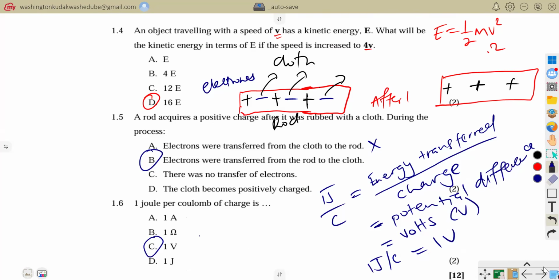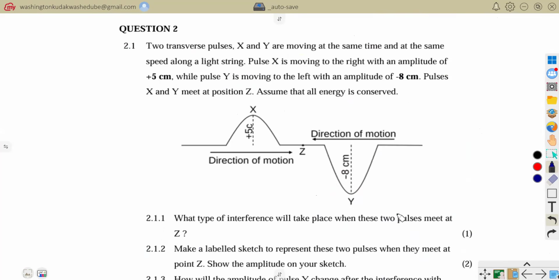So that was it for our multiple choice questions. That was out of 12 marks. Now let's start on question number 2, which is our structured questions.